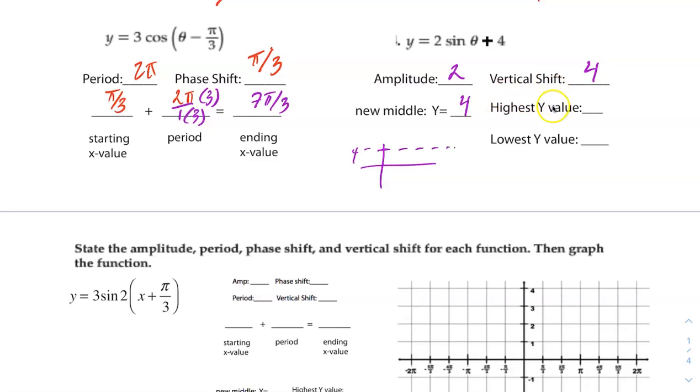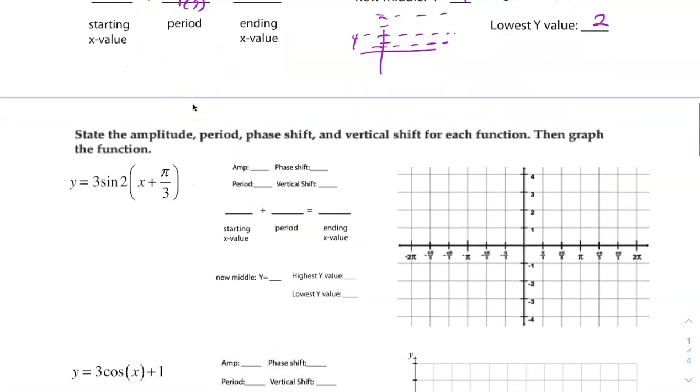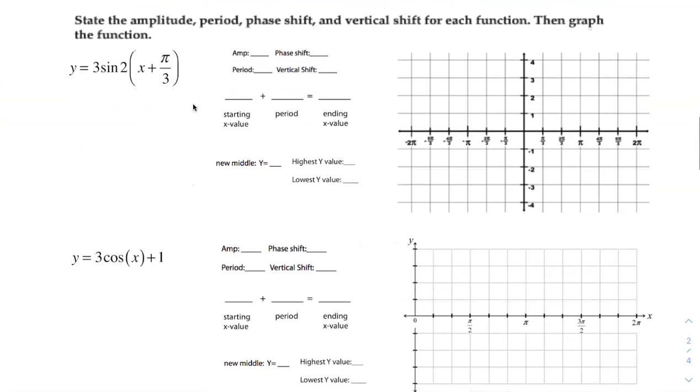What's the highest I could go to? Well, my amp is 2, so I could go 2 above it. So 4 plus 2 is 6. And what's the lowest I could go? Well, again, my middle is 4. I could go 2 down also. So 4 minus 2 is 2. You go 2 above and 2 below. And so that's how you do a vertical shift. It's your new middle, and then you go the amp up and down. The way you do a phase shift is that's where you start, and then you gotta add the period to figure out where you end. So let's put it all together to do some graphing.